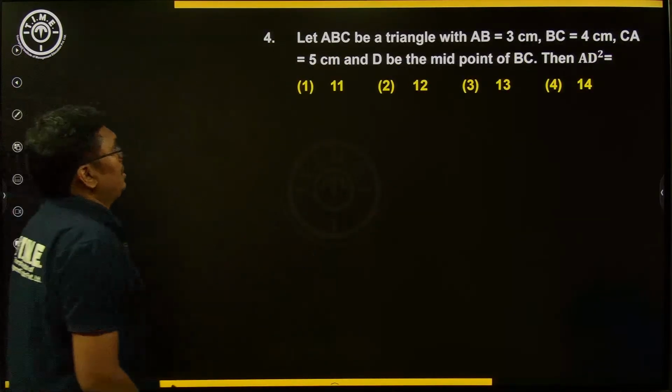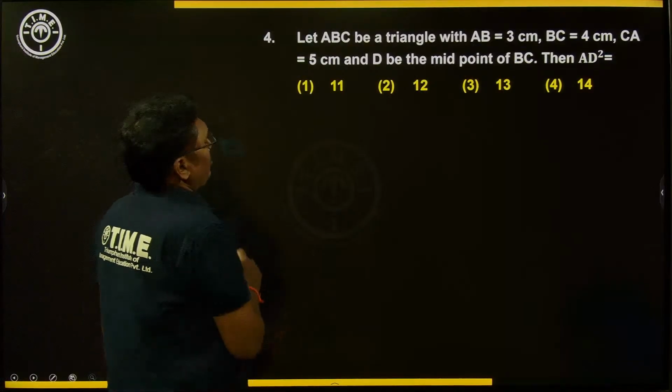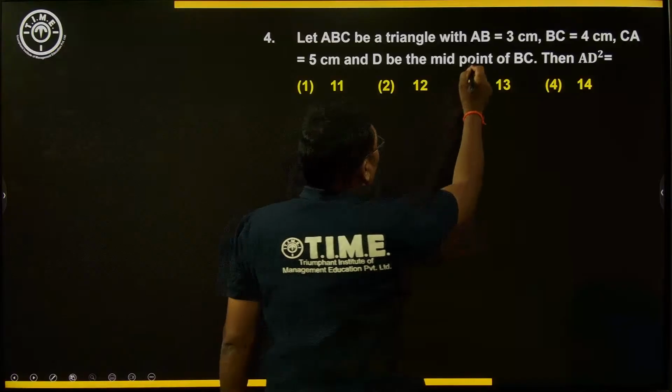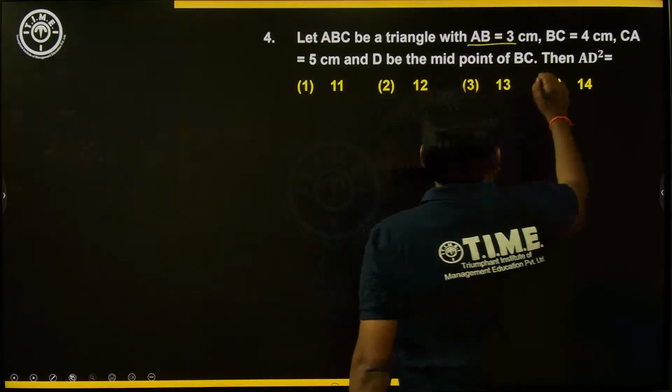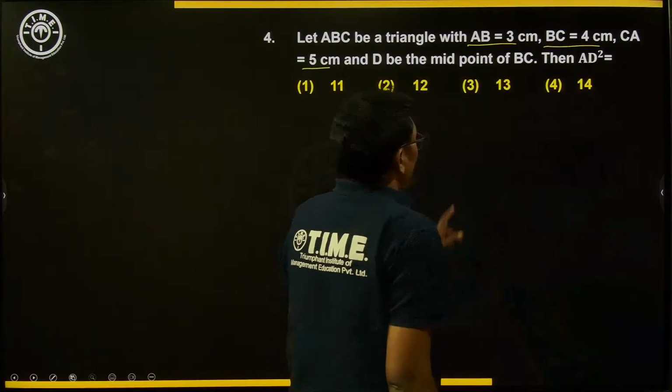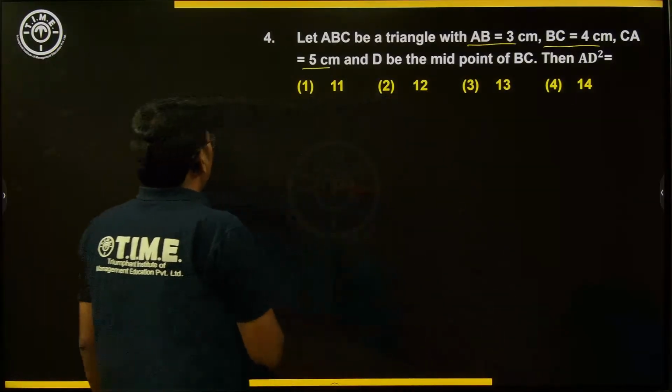Next, question number 4. Let ABC be a triangle with AB is 3 centimeters, BC is 4 centimeters, CA is 5 centimeters. So 3, 4, 5 forms a right angle triangle.